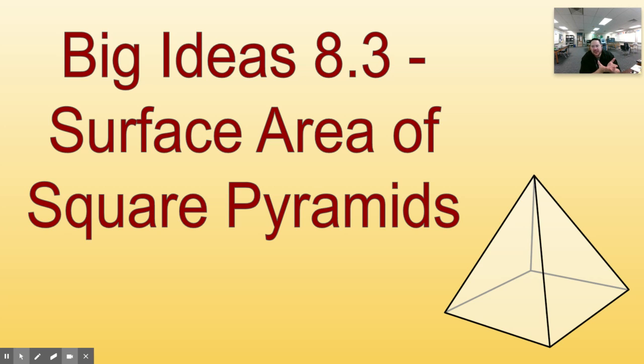It's all about surface area of pyramids. We're only going to focus on square pyramids today. So the base will be a square, and then you're going to have 4 identical triangles because pyramids always meet up at a single point. So we're going to have to do really good about getting the area of triangles today.